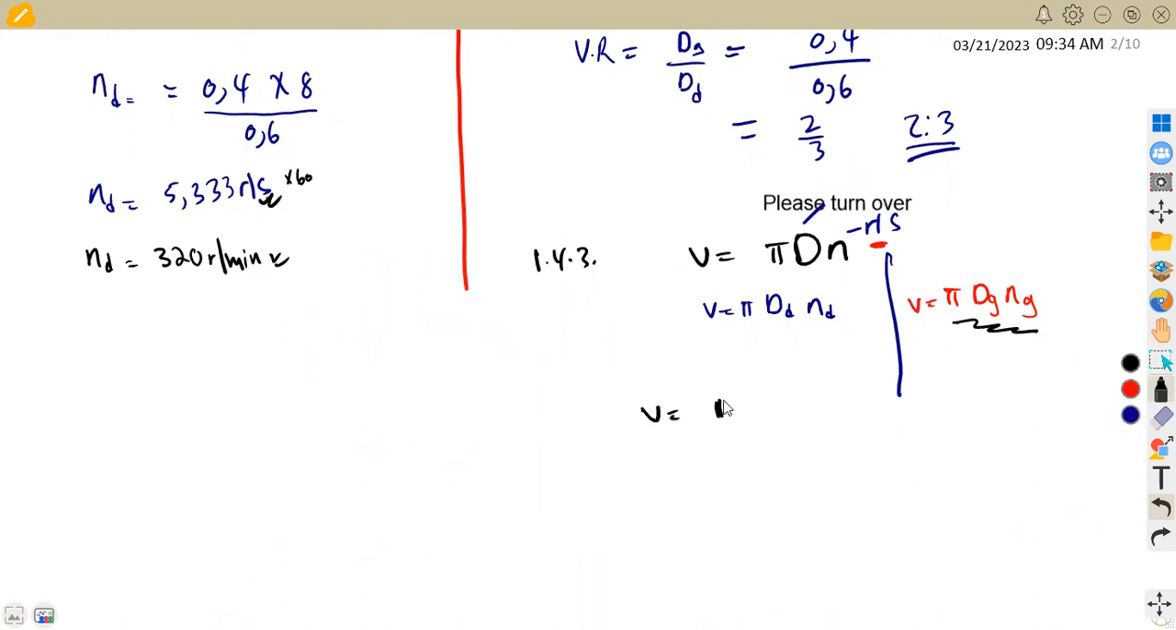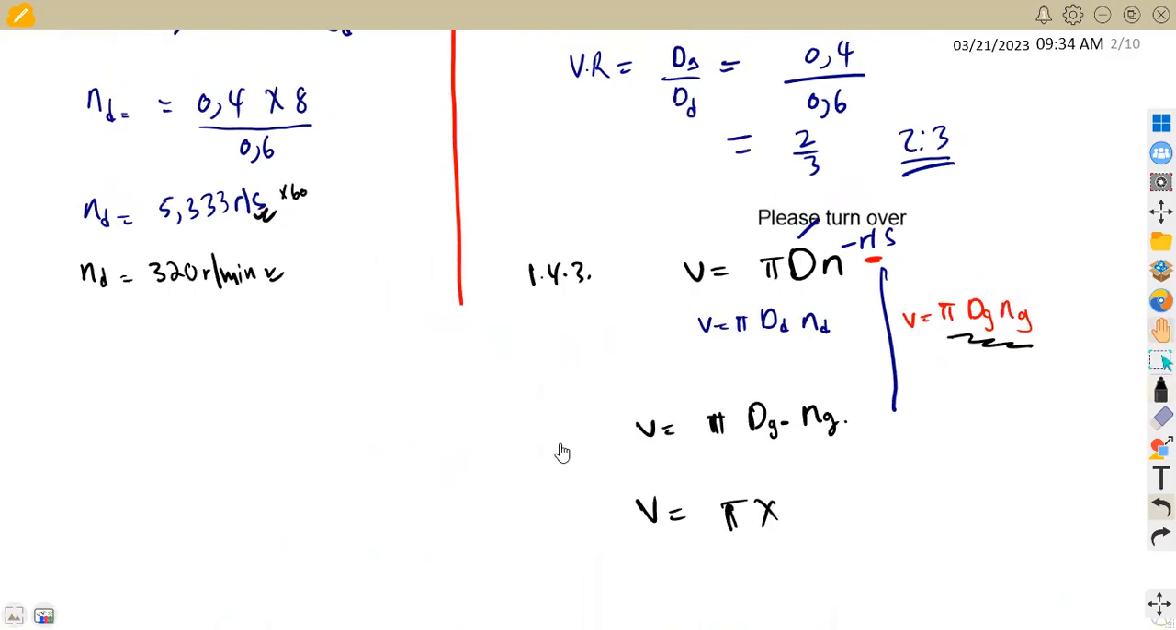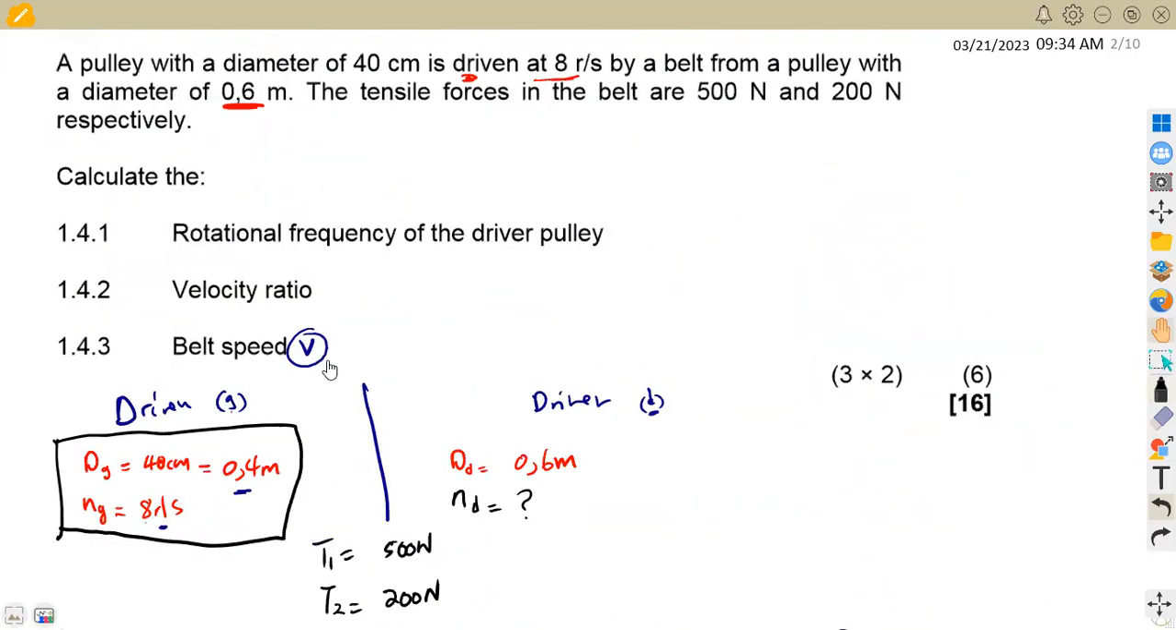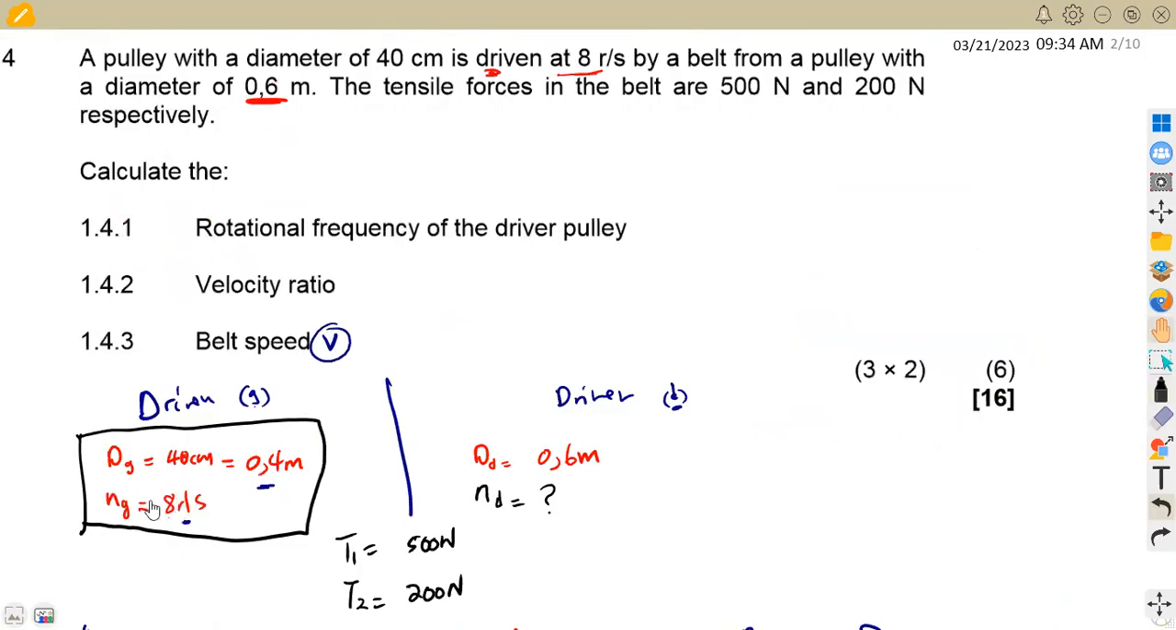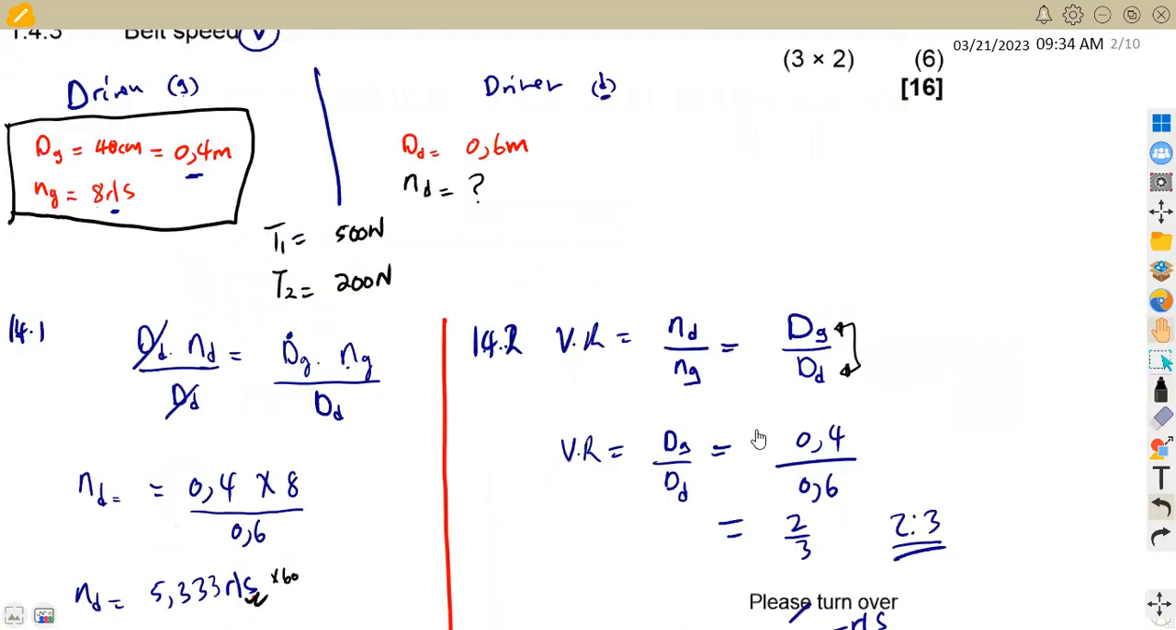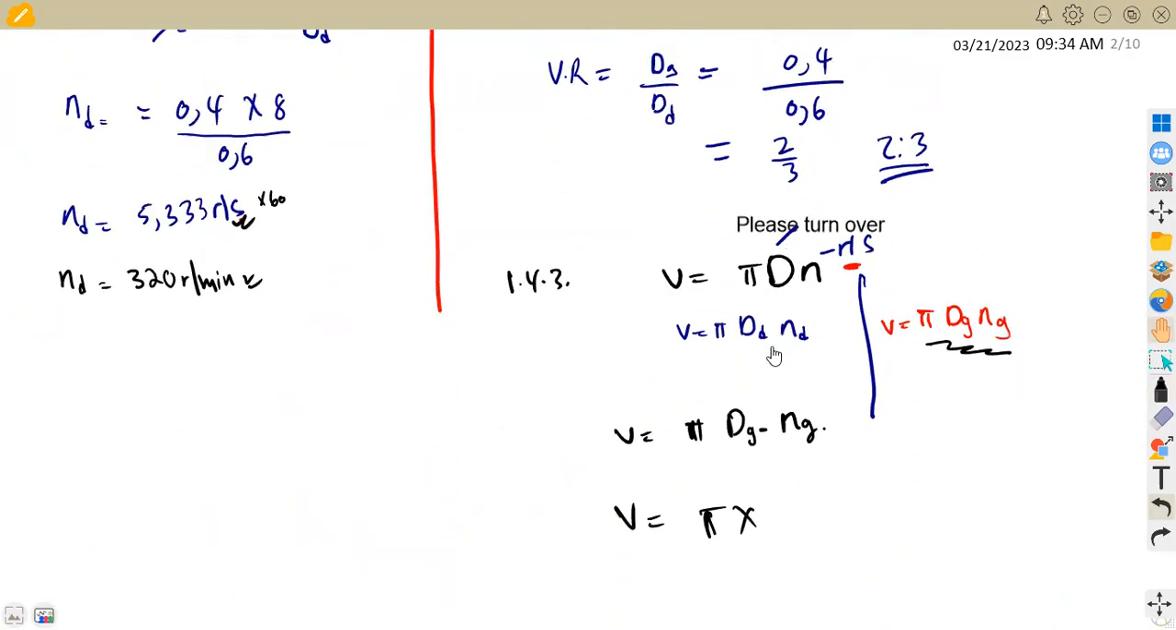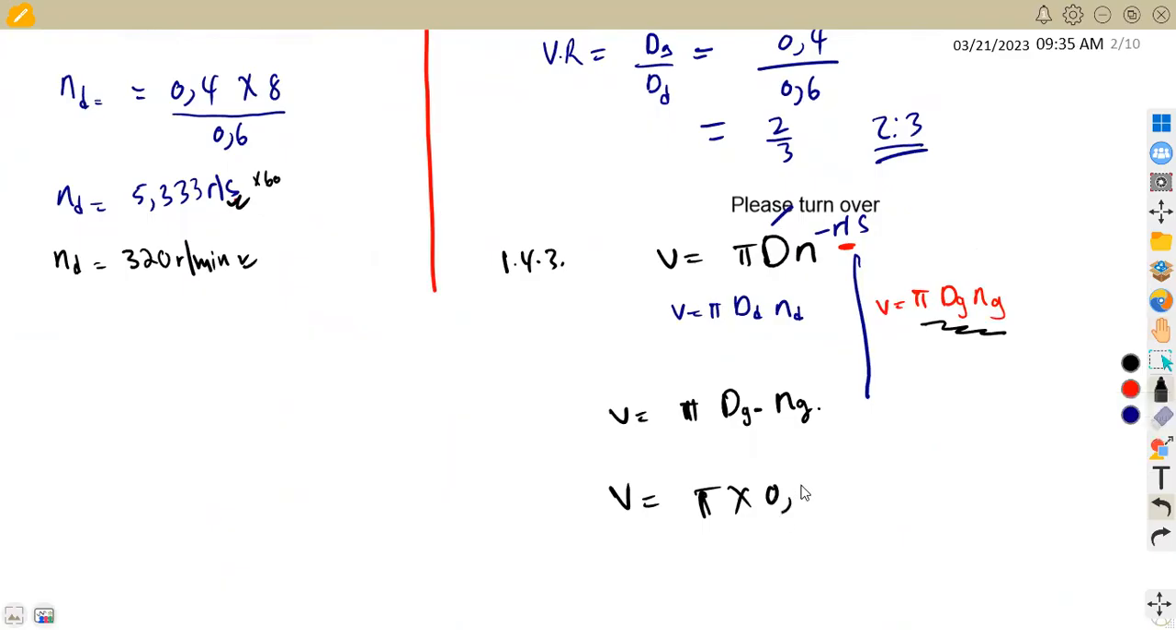So that means our v is going to be pi d for the driven times the n for the driven, which is the rotational speed. So that is pi times d for the driven. For the driven, our d is 0.4, then our n, which is the speed, is 8 revs per second. So this is pi times 0.4 times 8. This is going to give us the velocity, which is 10.053 if we round off to 3 decimal places, in meters per second. All right, so that's it.